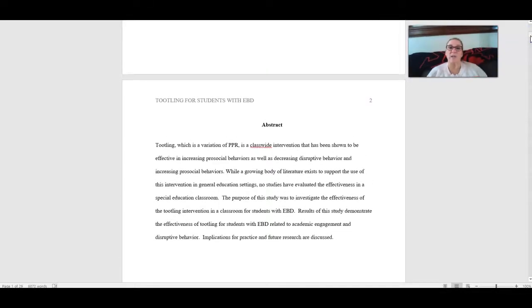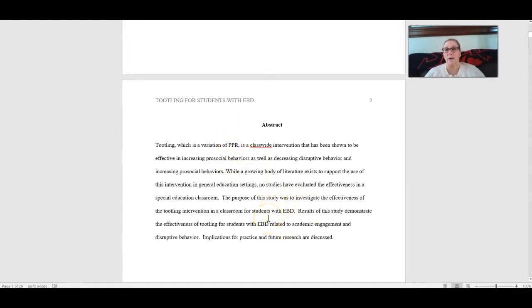Next page is the abstract. Abstract is centered. You have the running head here, the page number, and then as you see, the abstract is just a short, one paragraph summary of what was done in this study. So by reading this, you can get a really good idea of what exactly we did in this study. You notice that we can use abbreviations in the abstract.